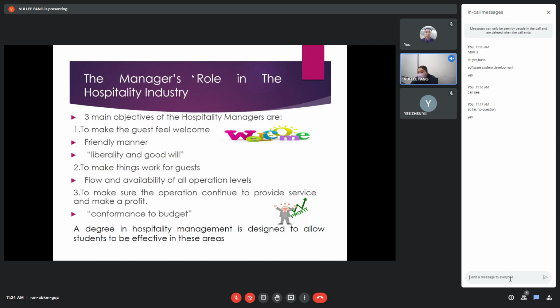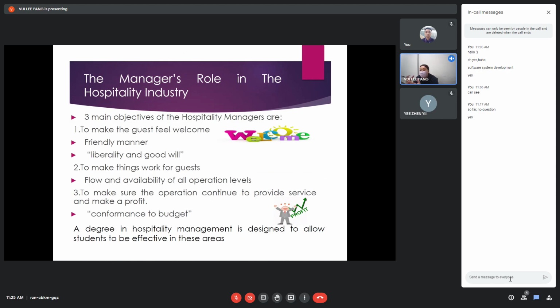Okay, so move on. We're going to talk about the roles and responsibilities in the hospitality industry as a manager. There are 3 main objectives of the hospitality manager. The first objective you need to achieve is to make the guests feel welcome. As I mentioned in the beginning, working in the hospitality field, you need to have patience and dedication to serve the customer. No matter which department you are in, the front office or the back office, like IT, you need to make the guests feel welcome as well.